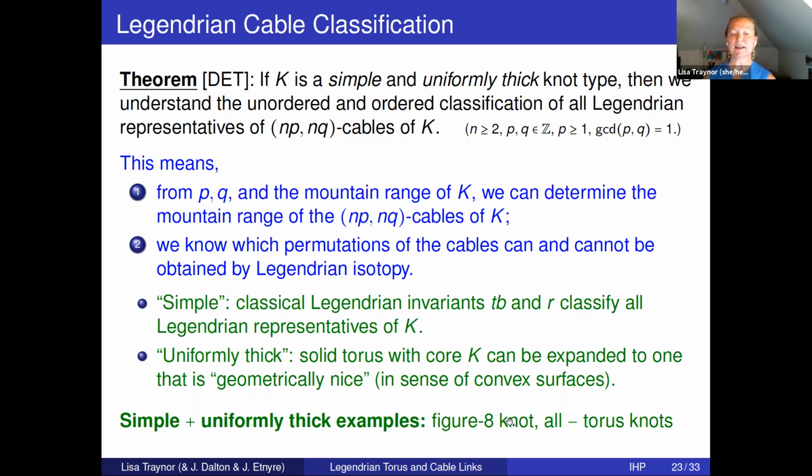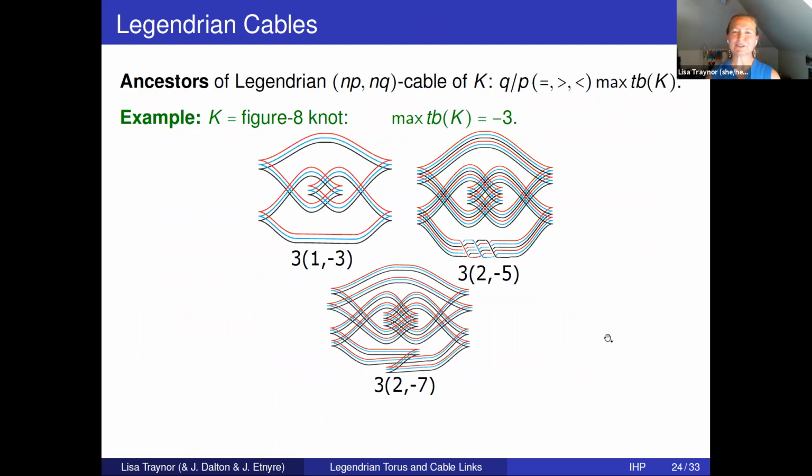As examples of simple and uniformly thick, you could think of the figure 8 knot. All negative torus knots also satisfy this. Rather than try to do the mountain ranges, I thought it might be interesting to illustrate this with a little case where K is the figure 8 knot. Then for every P and Q and every n, you can talk about the cables of the figure 8 knot.